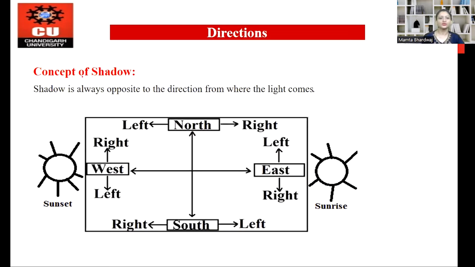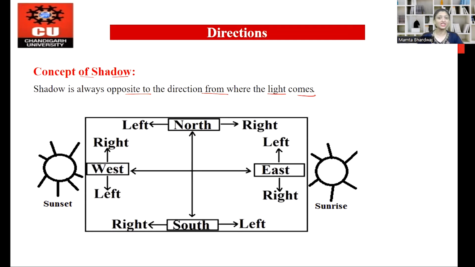Now we will do the concept of shadow. So do remember, shadow is always opposite to the direction from where the light comes. As we can see at the time of sunrise, in which direction does the sun rise? Sun rises in the east direction. So when the sun rises in the east, at that time our shadow becomes in the west direction, opposite to the direction where light comes. And in the evening, when the sun sets in the west direction, our shadow becomes in the east direction.